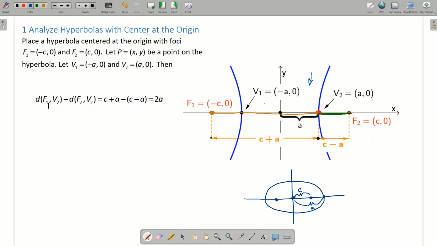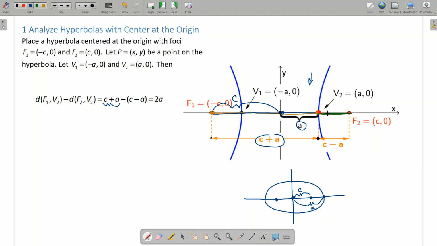So right here I've said we're going to do the distance from F1 to V2. That's this orange segment. We have defined the distance from the focus to the center to be C. So just this part of it is C, and we also defined this part of it to be A. So this initial distance from F1 over to V2 is C plus A. I've just replaced that right there. This distance is C plus A.